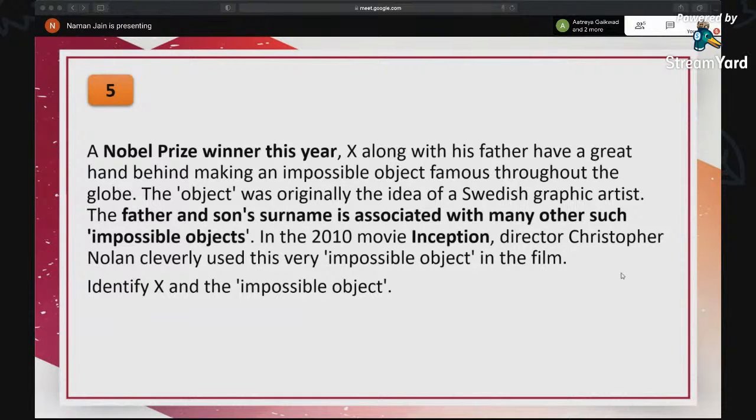So the object also bears the name of the scientist and his father or her father. So X and the impossible object. Two parts. The object contains the surname also, so fairly easy to work out. Okay, moving on. Question number 6.